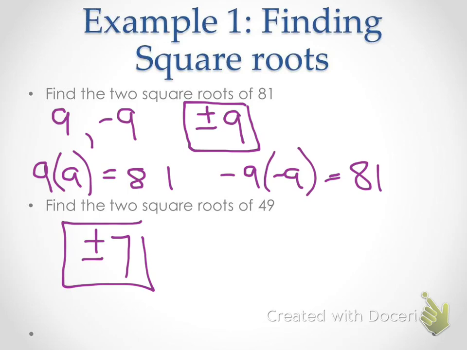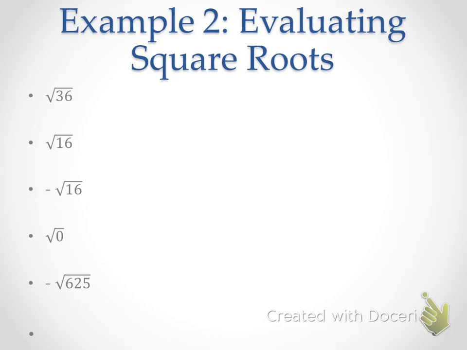All right, so that's it for example 1. Any questions? All right, so now example 2. Now in example 2, we're evaluating the square roots. So the radical is already there. The directions for a problem like this would say evaluate the square root. So the square root of 36 is what? Just 6, because the radical is positive unless there's a negative out front.